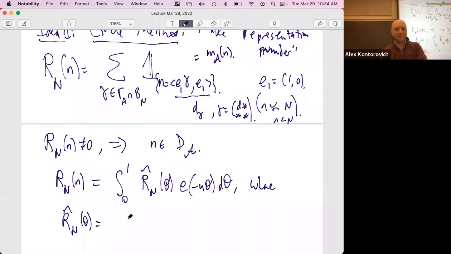So it's the sum over all n, Rn of n, e of n theta. I don't know where I want the plus sign, here or here. Let me put it here, e of n theta. Yeah, this is the usual way, I think.